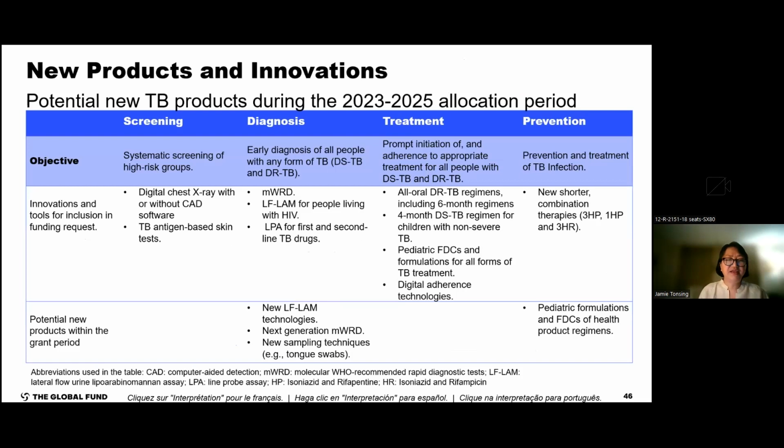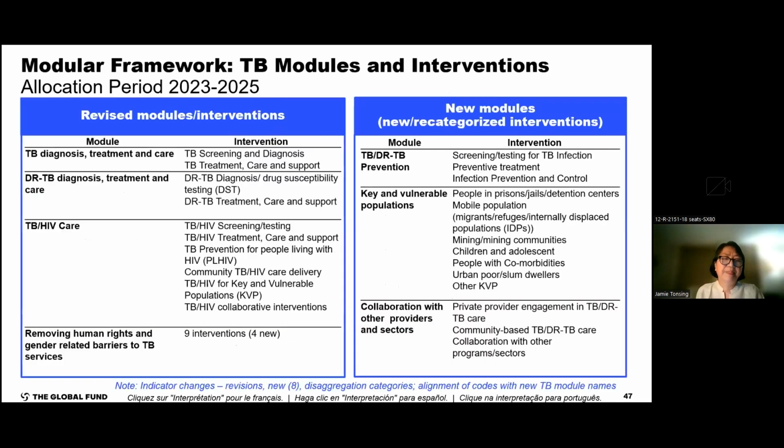I won't read through this slide. It is just to tell you that in the information note, we have this list of new products and innovations, which we consider a priority and should be adopted and scaled up. You have products all across the care cascade. Please do consider these. Whatever is relevant in your context, you are most encouraged to include them in your funding requests. Next, please.